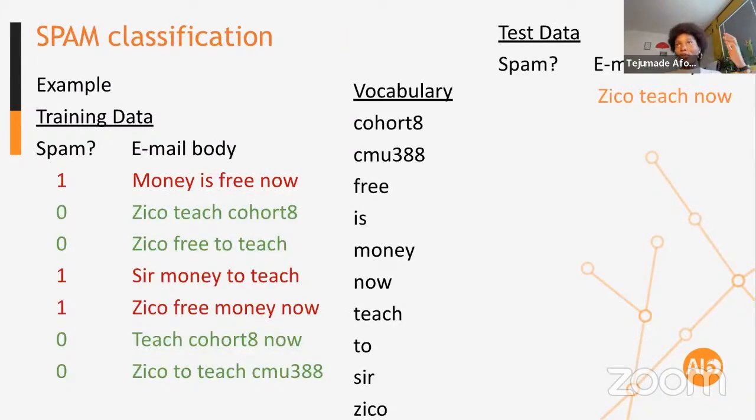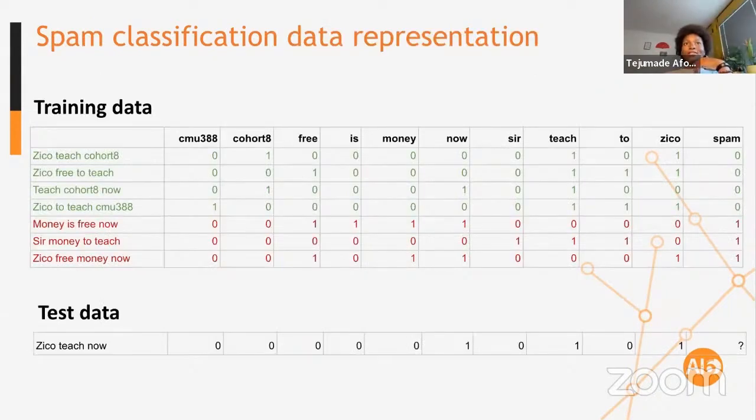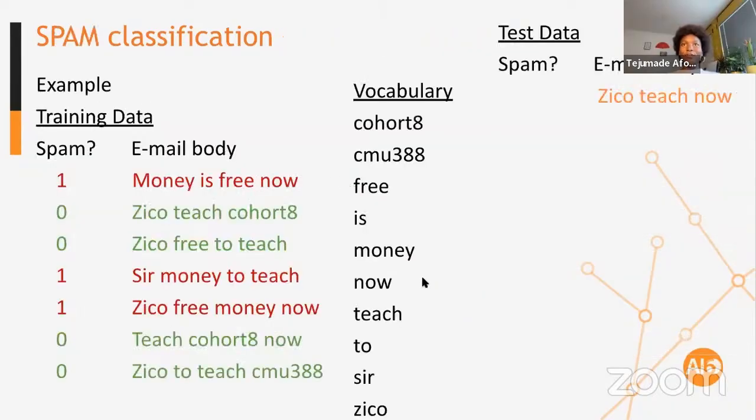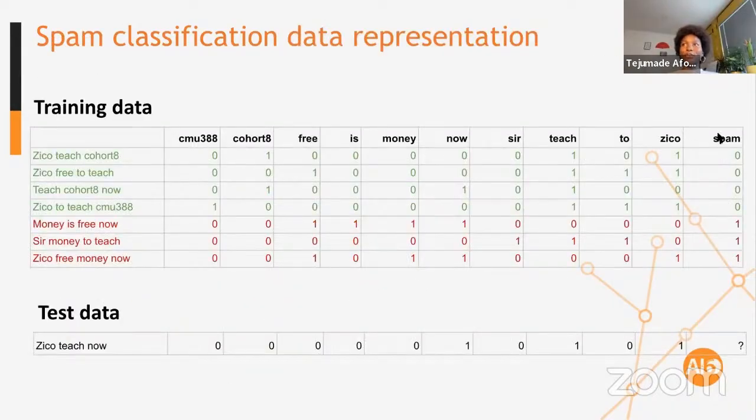So Naive Bayes is really good to know how it works. Let's come back to our example. If we wanted to represent this in a machine learning form, one representation could be like this. You take each word of the vocabulary and it becomes your features, in lower case: CMU, 388, cohort 8. Every word that you find, you tokenize your sentence, disregard duplicates, and all of the words become your features. We did this in the natural language processing and text class. I'll just give a quick recap.